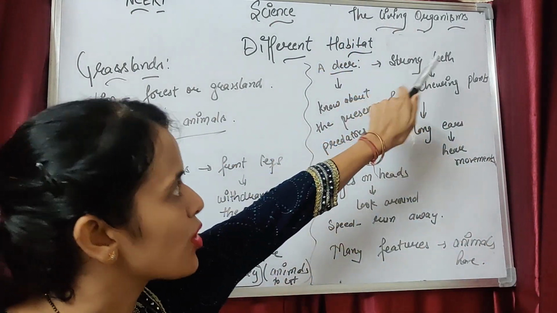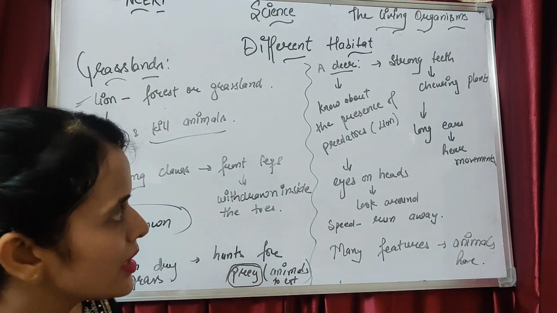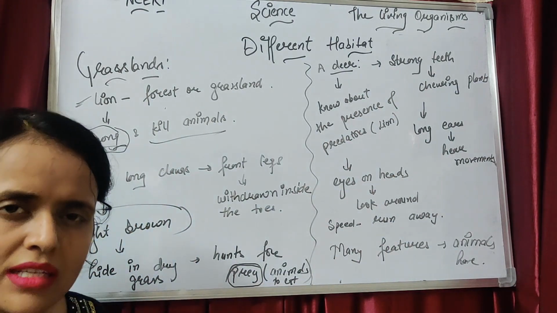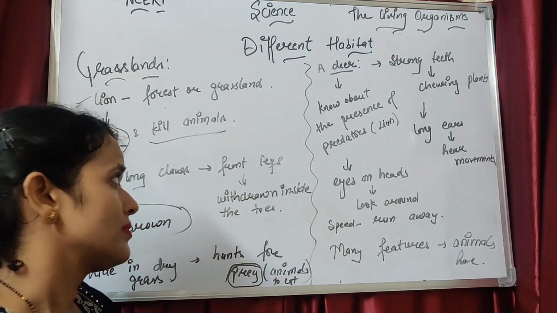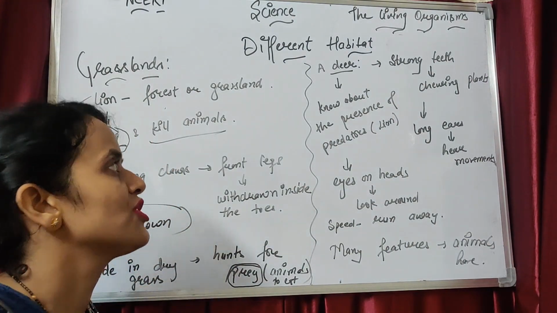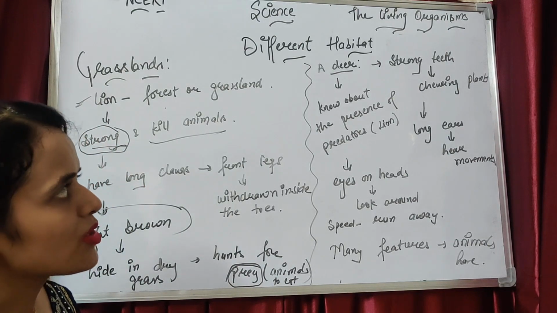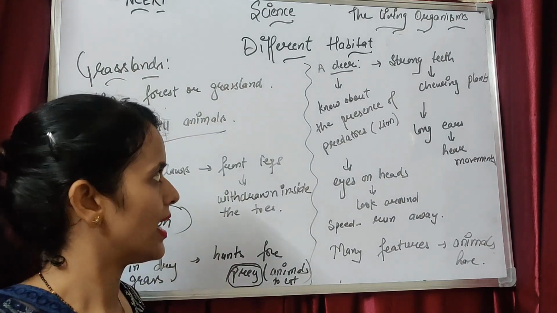Deer have the strongest teeth. Deer have strong teeth for chewing plants, stems, and branches. Deer is a vegetarian animal. By their strong teeth, deer will chew plants.